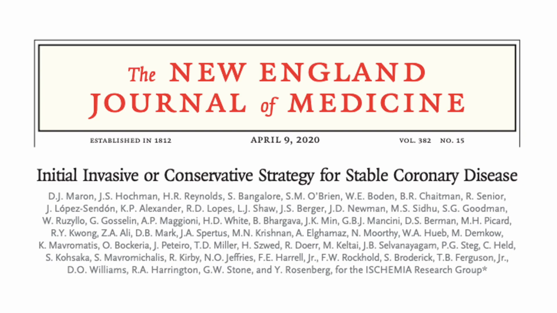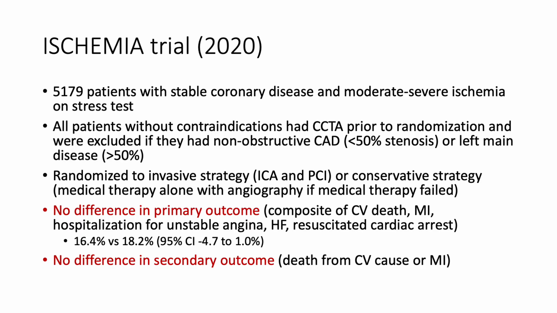So since the COURAGE trial, there's been a series of other randomized trials that continue to look at this question of whether PCI adds benefit to medical therapy. And the most recent big trial was the ISCHEMIA trial published in 2020. And the ISCHEMIA trial was pretty big, 5,179 patients with stable coronary disease with positive stress tests, but they hadn't had an angiogram yet. They did do a CT coronary angiogram on everyone so that they could exclude patients who had non-obstructive coronary disease or if they had left main disease, because those patients benefit from revascularization.